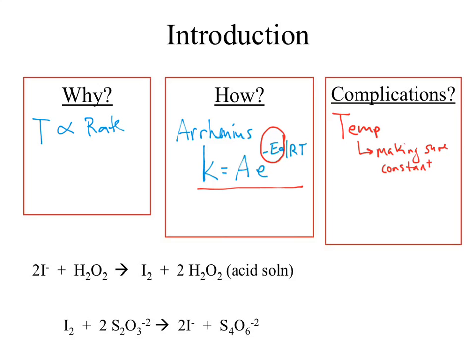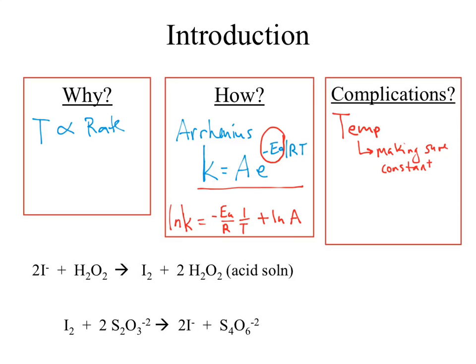Log or natural log. We'll take the natural log of both sides to get rid of that E value, and we'll get the natural log of our rate constant will equal negative A over R, 1 over T, plus the natural log of A. Okay?